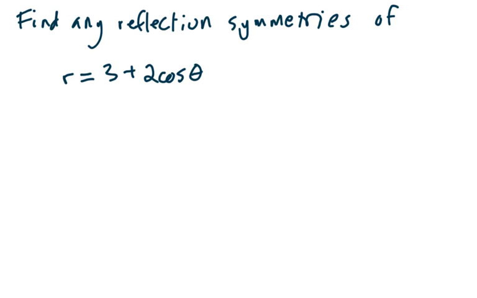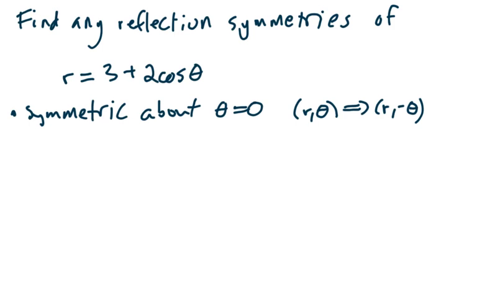If it's symmetric about the old x-axis, the test we devised was: r comma theta implies r comma negative theta.